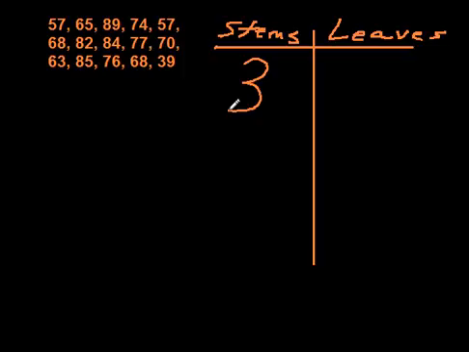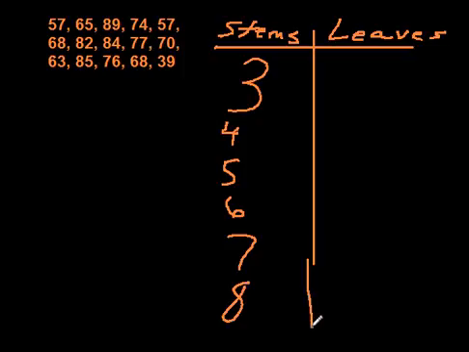Okay, back on track. We got 3. 40s, I'll put a 4. 50s, I'll put a 5, 60s, 70s, and 80s. And that's supposed to be my line all the way down.